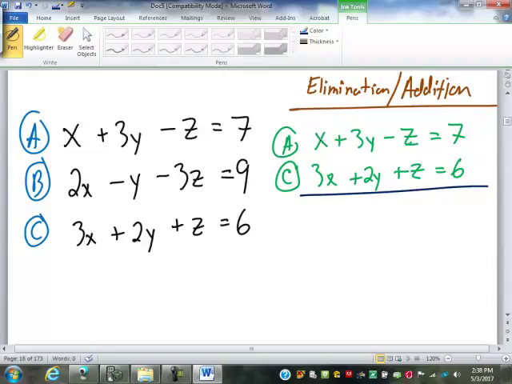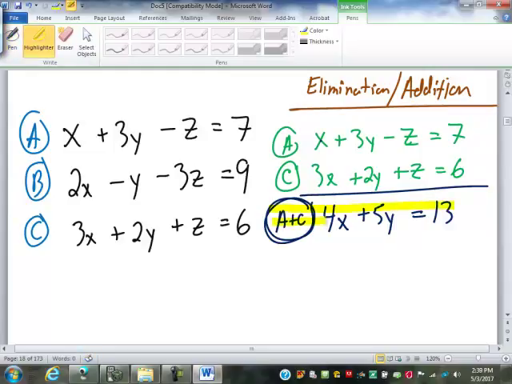Good. So let's do the x plus 3x is 4x. 3y plus 2y is 5y. Negative z and z cancel out. Equals 13. Very good. 7 plus 6 is 13. So that's equation A plus C there. You'll notice it is a two-variable equation. So that's one of my two-variable equations for my two-variable system.